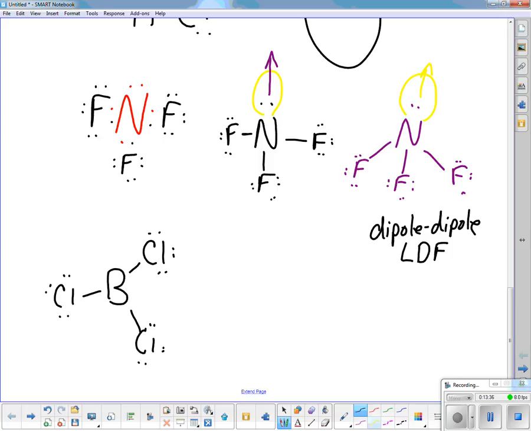This would just be an LDF because even though the bonds themselves, this one is more positive and this is more negative, and this is more positive and this is more negative, and this is more positive and this is more negative, the positive's in the center, but the negatives are all around it, so I can't separate them out. Okay, so that is LDF.